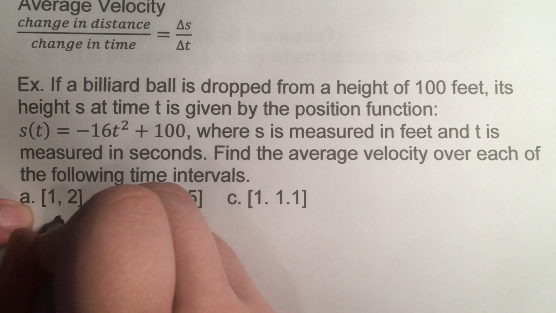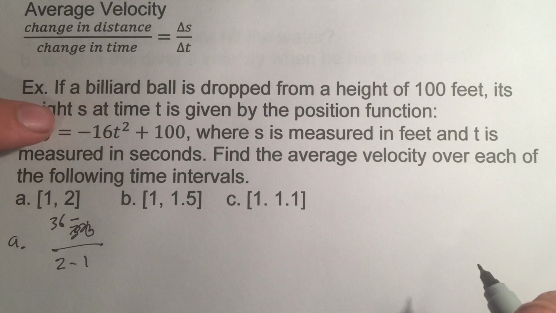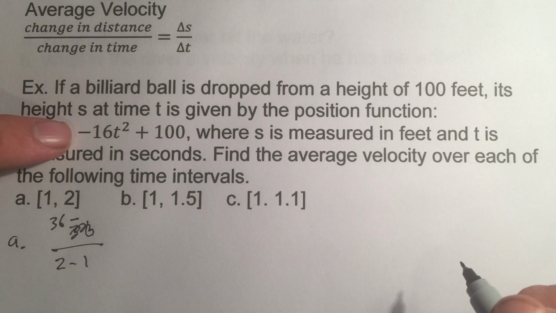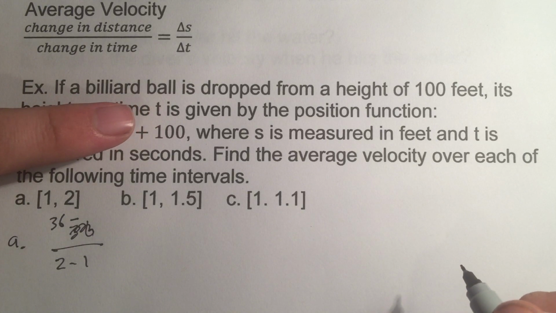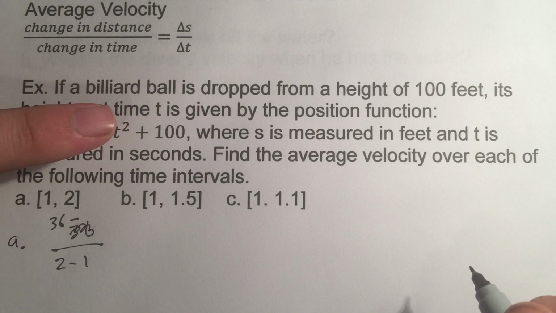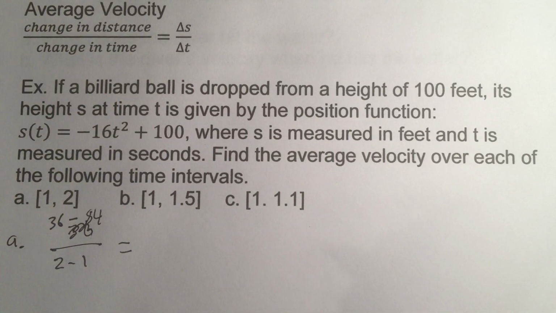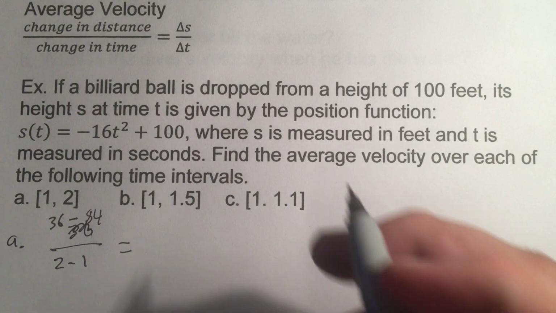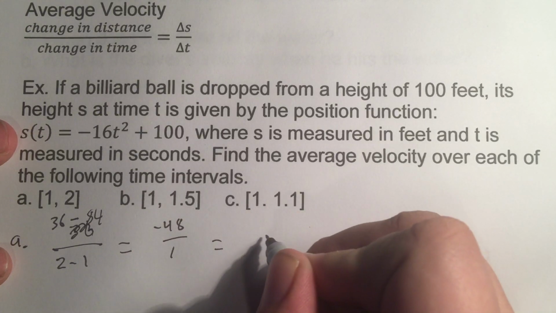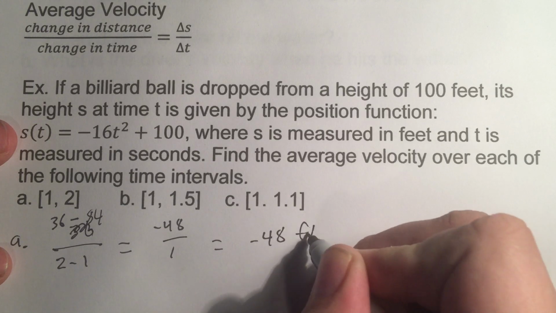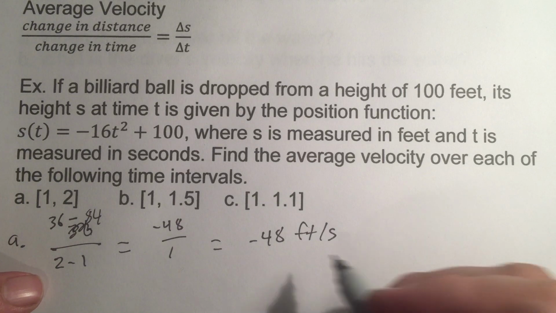Oop, I should put this over here, 36. Because then we're going to minus when we put 1 in there. 1 squared is 1, so negative 16 times 1 is still negative 16. 100 minus 16 leaves us with 84. So 36 minus 84 leaves us with a negative 48. 2 minus 1 is over 1, so we're going to end up with negative 48 feet per second. So distance over time, feet per second.